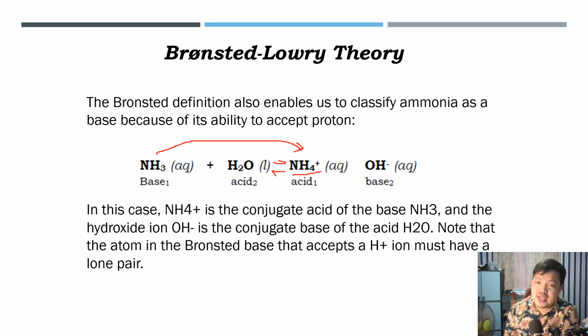And the hydroxide ion, this is the hydroxide ion, is the conjugate base of the acid H2O. Based doon sa H2O, naka-form siya ng conjugate base. From H2O, it then formed hydroxide. Note that the atom in the Bronsted base that accepts an H plus ion must have a lone pair. Ayan. So let's move further.